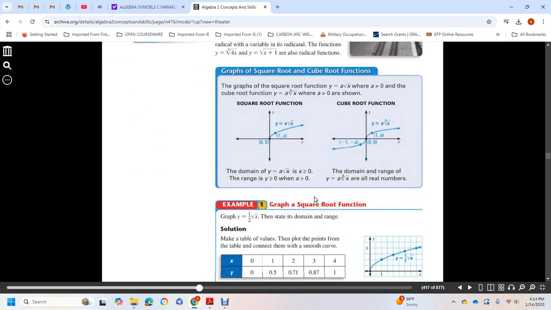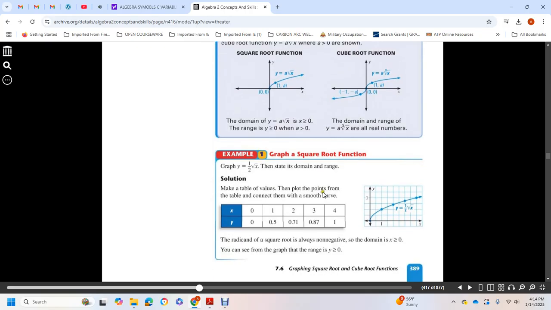The graph of the square root function y equals a times the square root of x, where a is greater than 0. The cube root function is y equals a times the cube root of x, where a is greater than 0. For the square root function, the domain of y equals a times the square root of x is x greater than or equal to 0, and the range is y greater than or equal to 0, where a is greater than 0. For the cube root function, the domain and range of y equals a times the cube root of x are all real numbers.